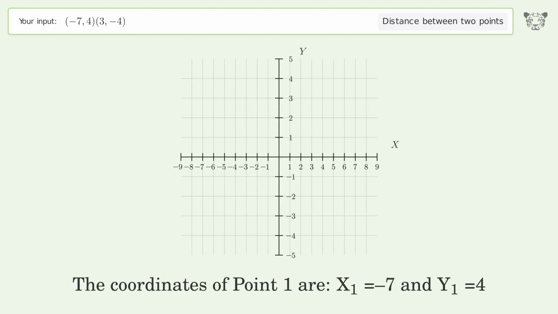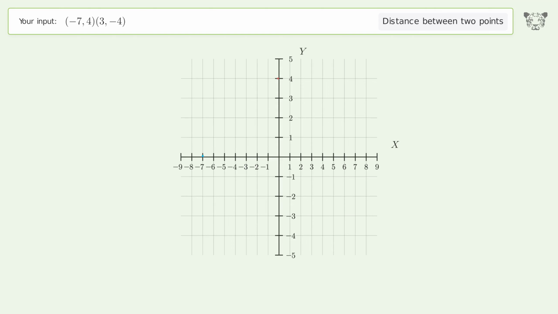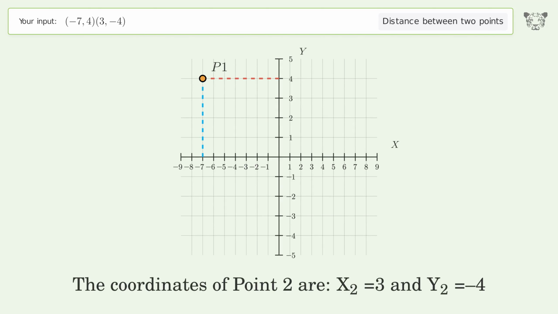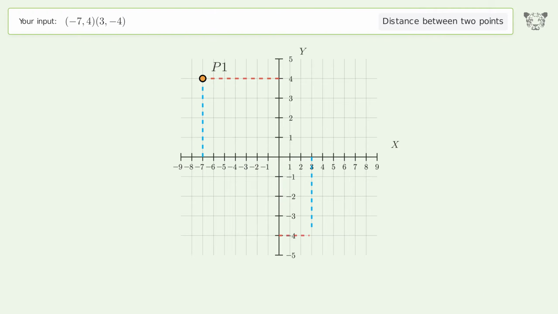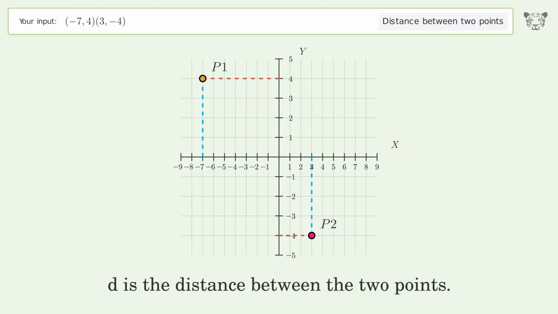The coordinates of point 1 are x1 equals -7 and y1 equals 4. The coordinates of point 2 are x2 equals 3 and y2 equals -4. D is the distance between the 2 points.